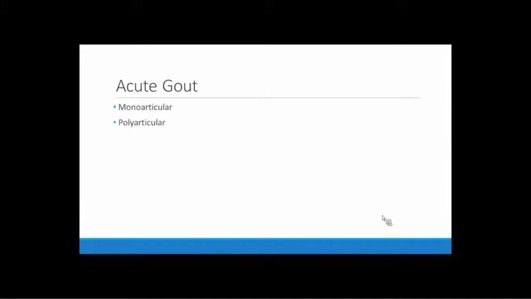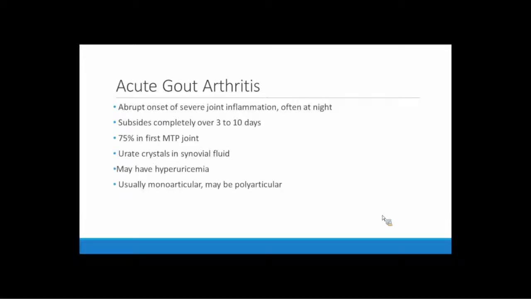And then gout can come on in two clinical fashions. 80% of first attacks are monoarticular, with the most common joint affected in a monoarticular attack being the first MTP, followed by the instep, followed by the ankle, followed by the knee, and then subsequent attacks, upper extremity joints are fair game. But that means that 20% of first attacks can be polyarticular, so you could have 2 toes, 2 ankles, 2 knees, a wrist, etc. thrown into the mix.